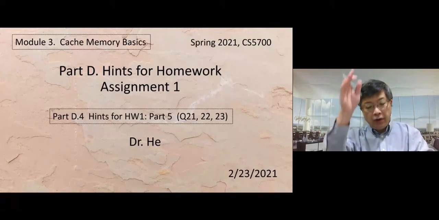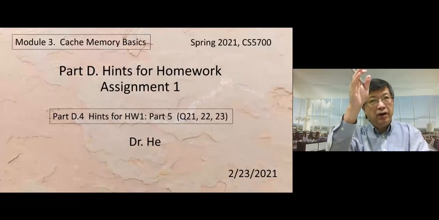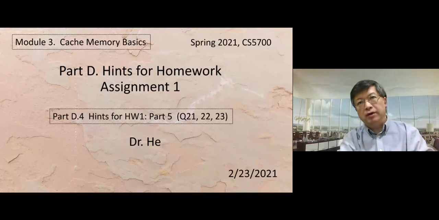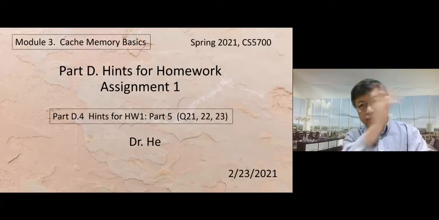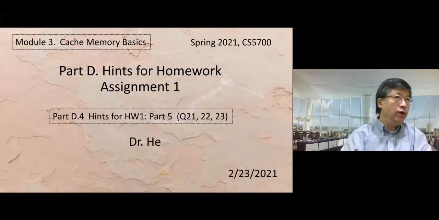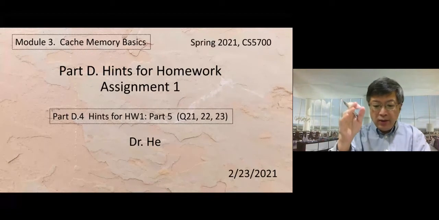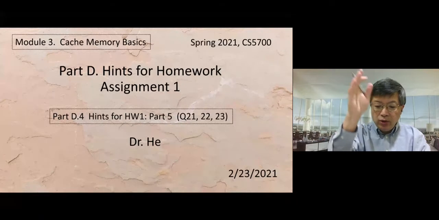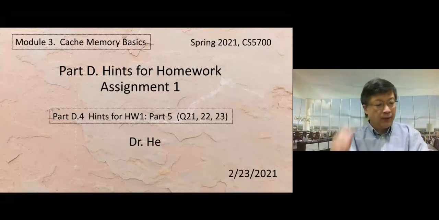D.4, hints for homework 1, part 5. The last part for hints for homework 1. We have 3 questions. Question number 21, 22, and 23.